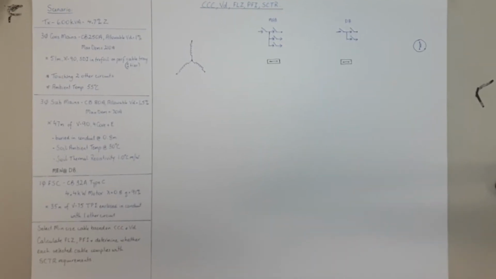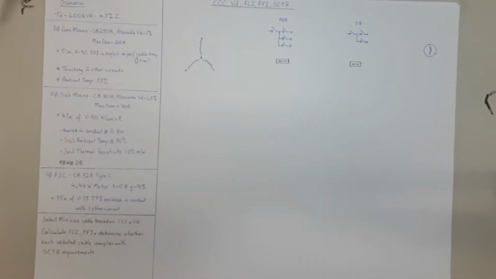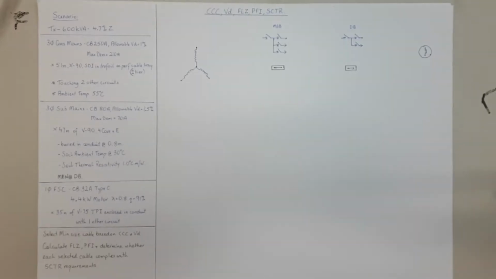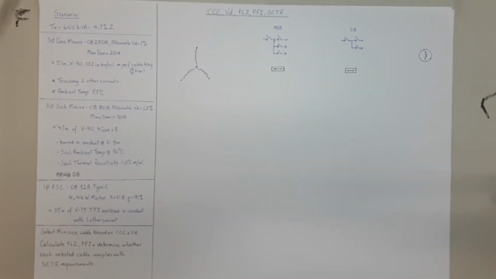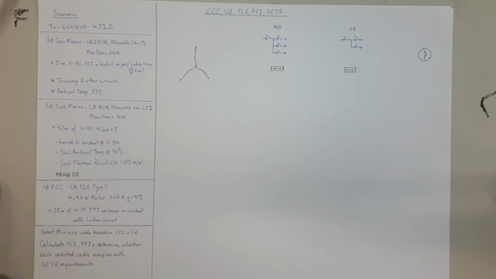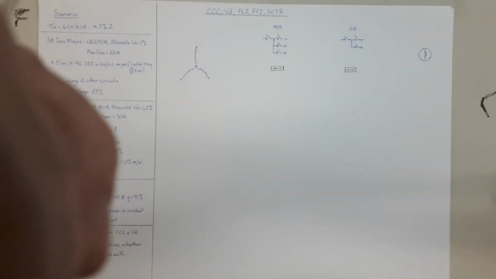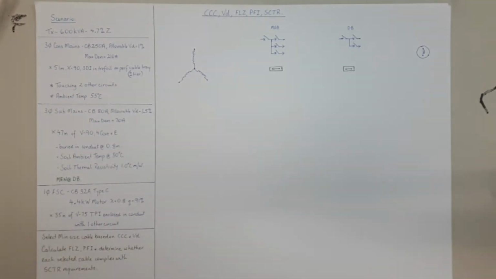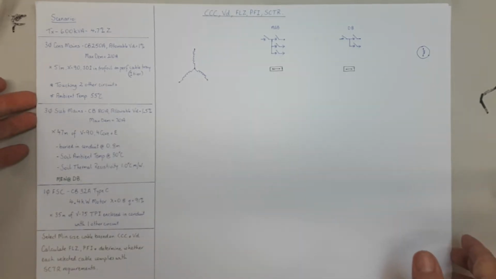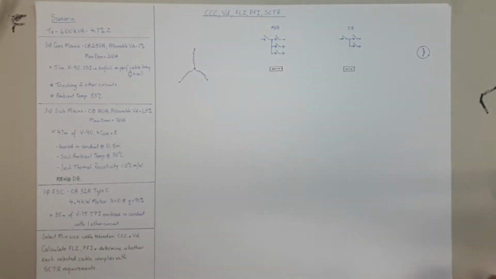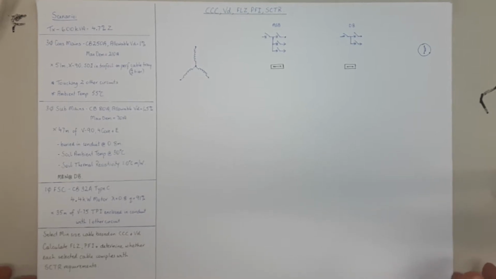Okay, we're going to talk about a whole heap of calcs here. You can see I've got the scenario there. This is about fault loop impedance, but it's also about current carrying capacity. So what we're going to do is, over a series of videos, we're going to do a whole scenario and work out everything.